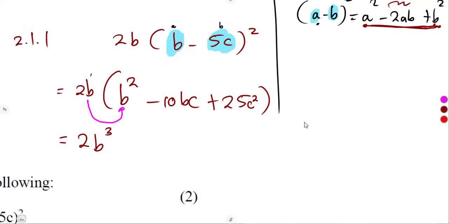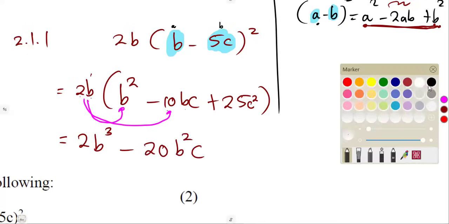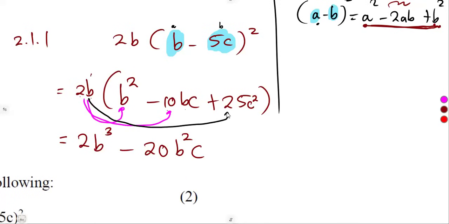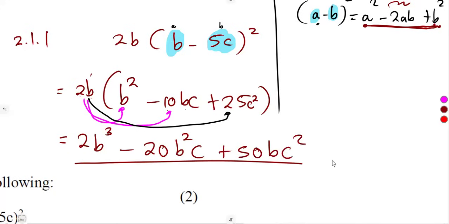All right. 2b multiplies this part of minus 10bc. So that's positive times a negative, which is negative 2 times 10. That's 20. The b and the b will give us b squared, and that's a c. We have the same 2b multiplying the 25c squared. So that's 2 times positive 25, which is 50. So that's 50bc squared. So this is what you're going to have at the end.